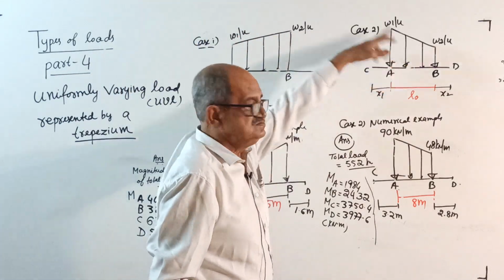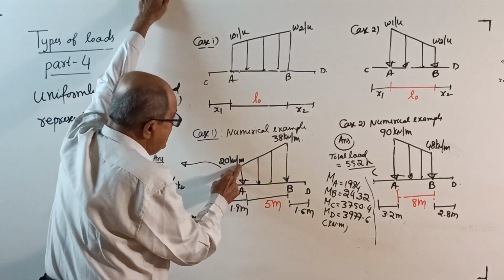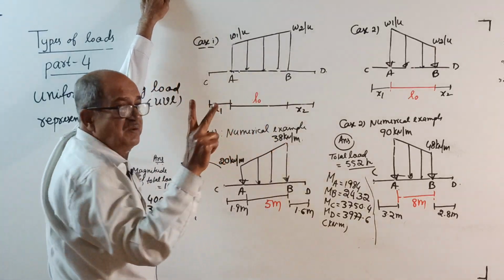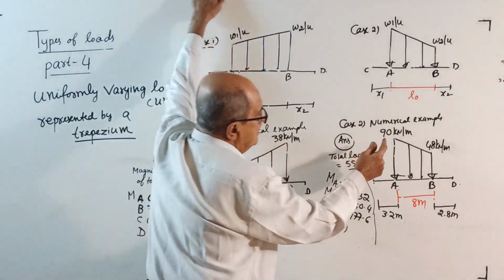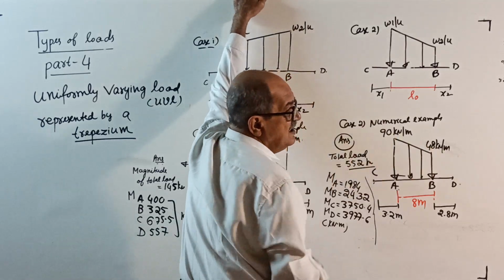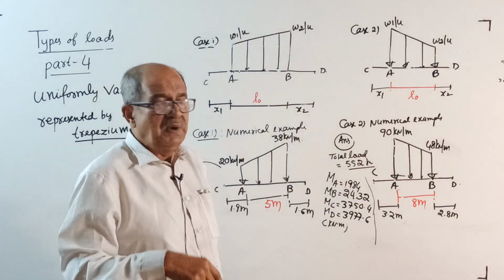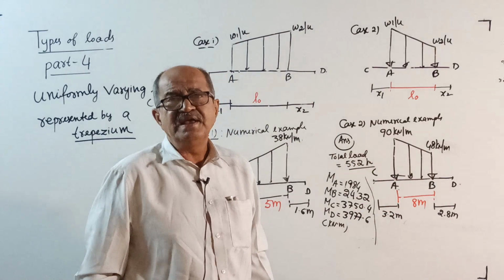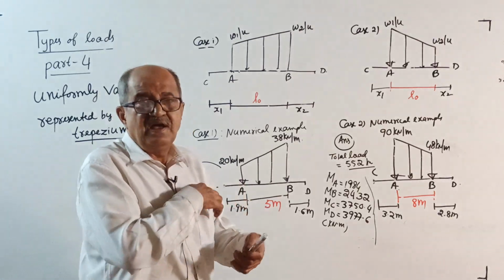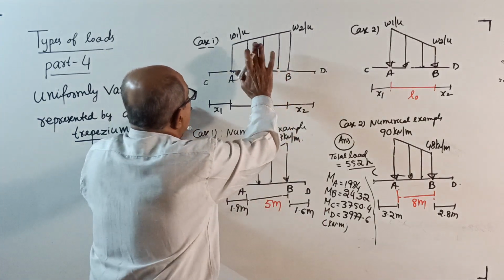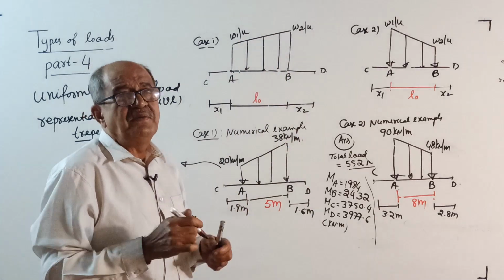Same here also. This area is 20 plus 38 divided by 2, then multiplied by 5. Here it is 90 plus 48 divided by 2 multiplied by 8. I will not explain once again. And suppose you want to locate centroid, I will write now only. I am telling for entire trapezium.